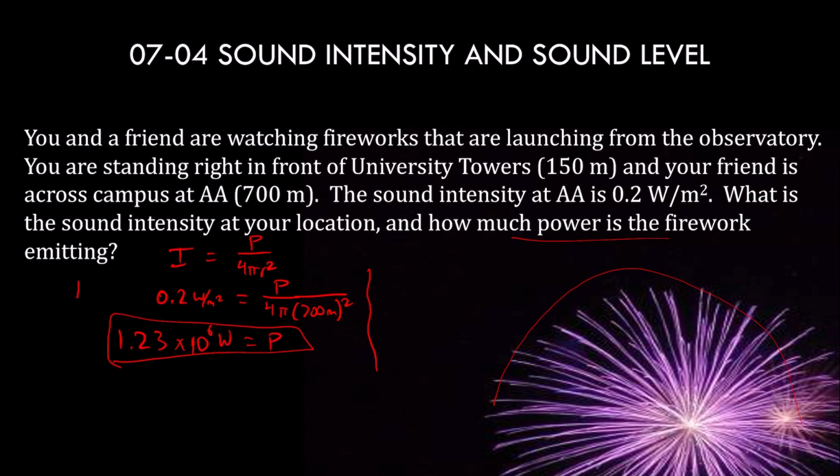Now, that was at AA. Now let's go to the towers and do the same thing. We're looking for the I. The power is constant, but our distance is now 150 meters. So that gives you 4.36 watts per meter squared.